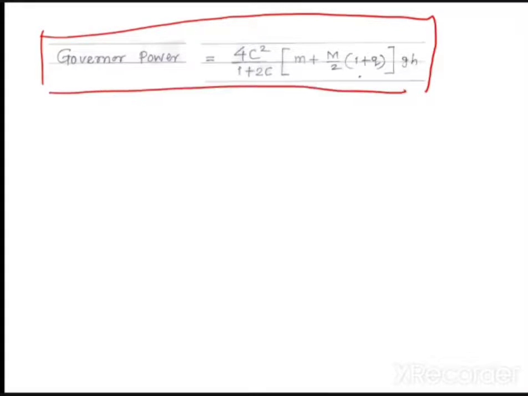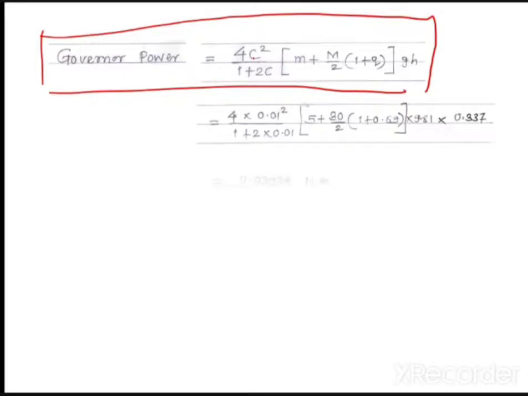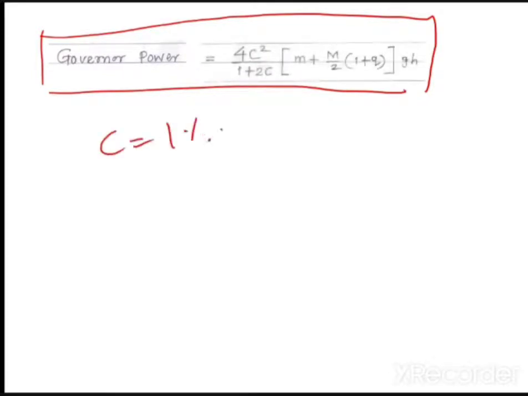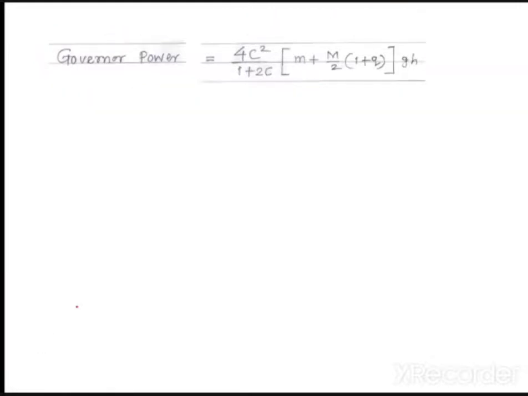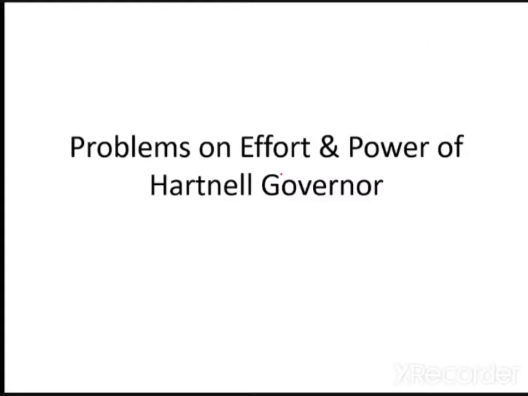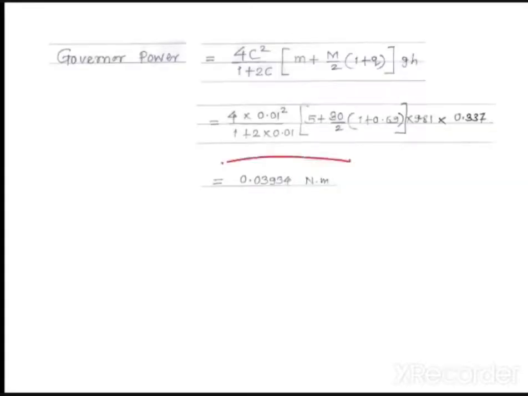There are some 2 to 3 formulas which you have to remember to calculate the governor effort and the power. So put everything. Now what is C? Now we know that C is nothing but 1%, that is equal to 0.01. So you have to take C is equal to 1%, that is 0.01, and the rest is known. So put everything. Now we know C, small m, capital M, Q, G, and H. So you are getting a governor effort is equal to 0.0394. Now tell me, have you understood this problem or not?